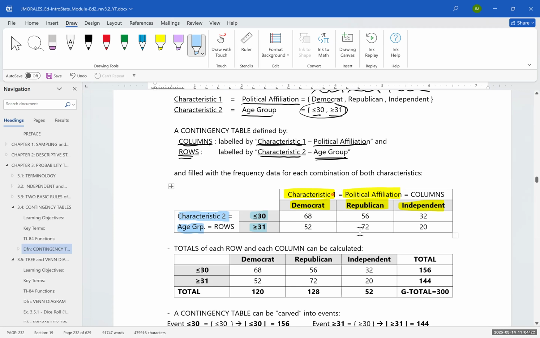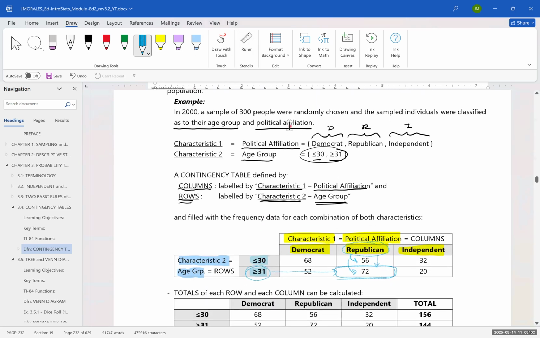What we can see from how this contingency table is set up is how many people registered as Republican that were 31 years and older. If we look at Republican, it's going to be one of these two numbers in this column. But we're also 31 years and older, so we come over. Where's the intersection of being Republican and being 31 years and older? That would be 72. So in this sample of 300 people, 72 of them were registered as Republican and were 31 years and older. That's how you put those two characteristics together.